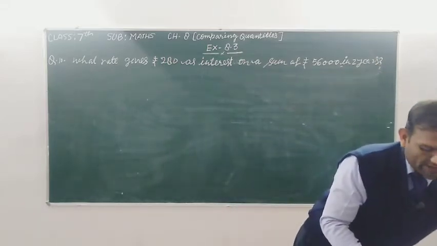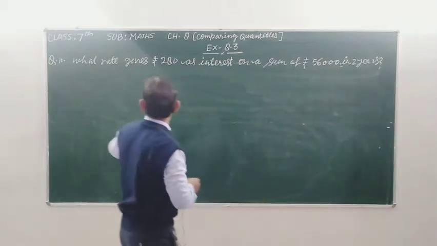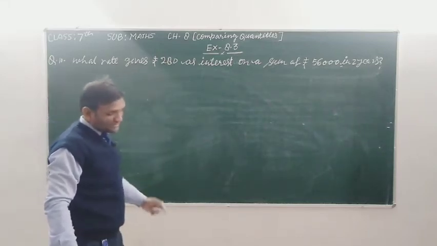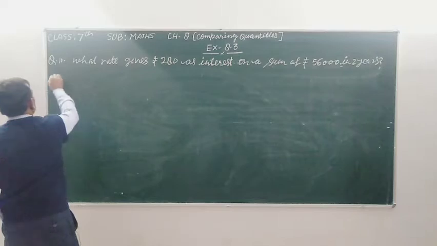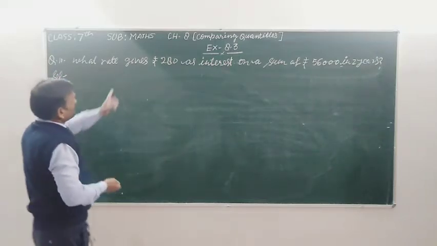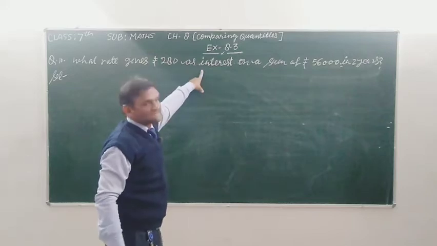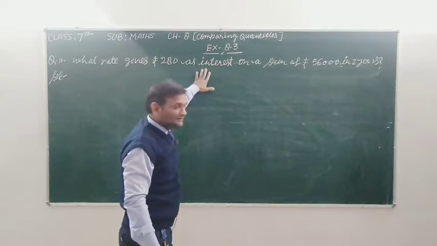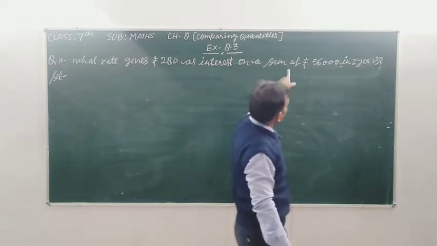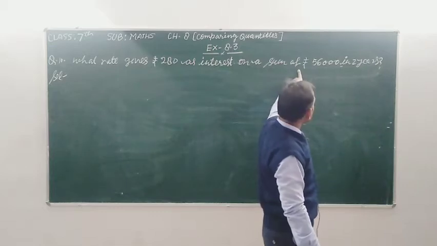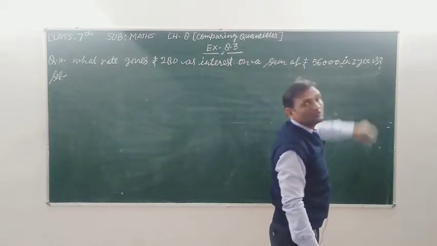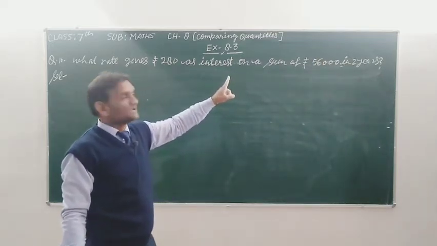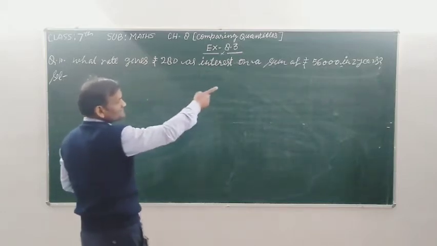So student, firstly try to understand the meaning of the question. The question is saying, student, what rate gives? It means the question is asking me the rate. Rupees 280 as interest, 280 is interest, simple interest, is given on a sum of rupees 56,000 in 2 years. What is 56,000? This is principal. And 2 is time.